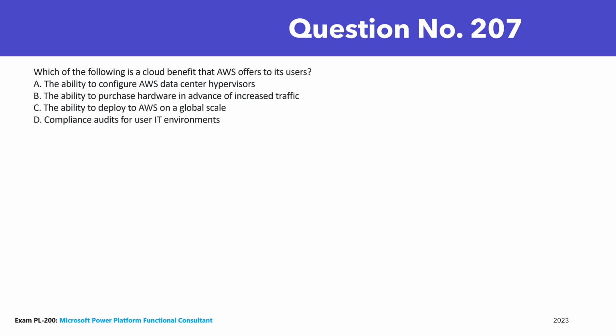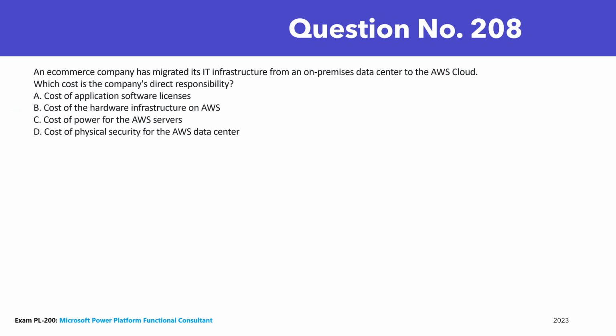Which of the following is a cloud benefit that AWS offers to its users? A. The ability to configure AWS data center hypervisors. B. The ability to purchase hardware in advance of increased traffic. C. The ability to deploy to AWS on a global scale. D. Compliance audits for user IT environments. Correct answer, C.